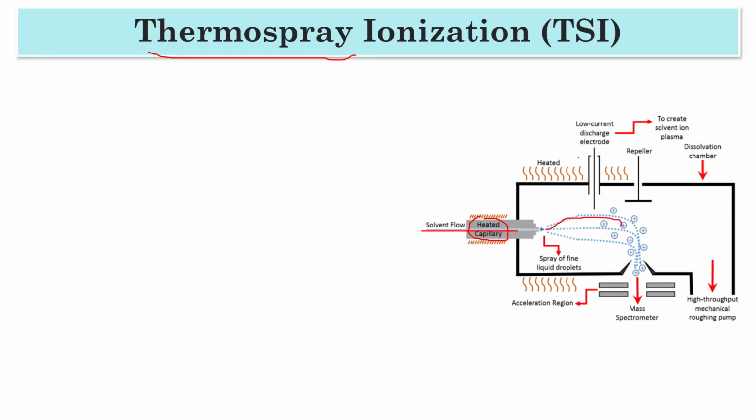Like what we talked about in field ionization, you have some electrode with some discharge, and when your molecule comes nearby, it will get ionized. Then it will move to the mass spectrometer. So it's just like the electrospray method.